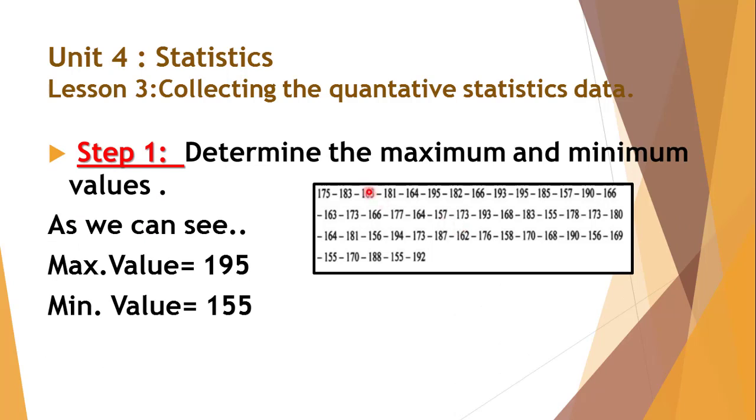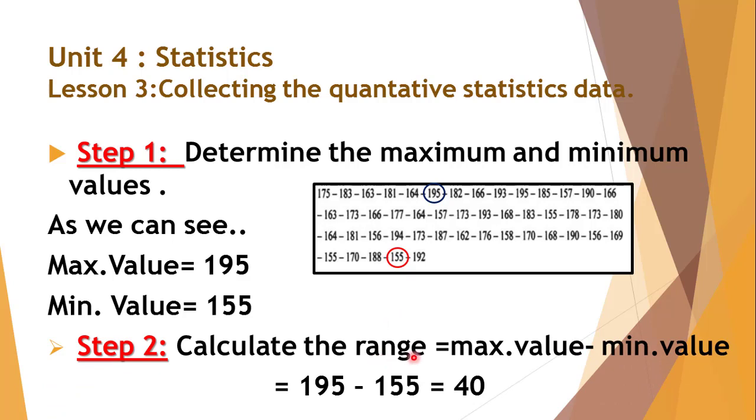The first step is we want to determine the maximum and minimum value. Look at the values. You can notice that the maximum value is 195 and the minimum value is 155. If you have the maximum and minimum value, you can calculate the range. The range means the maximum value minus the minimum value. So the range here is 195 minus 155. The result is 40.